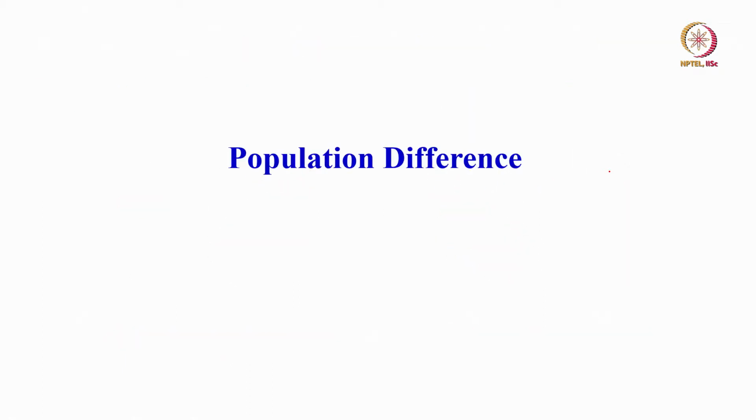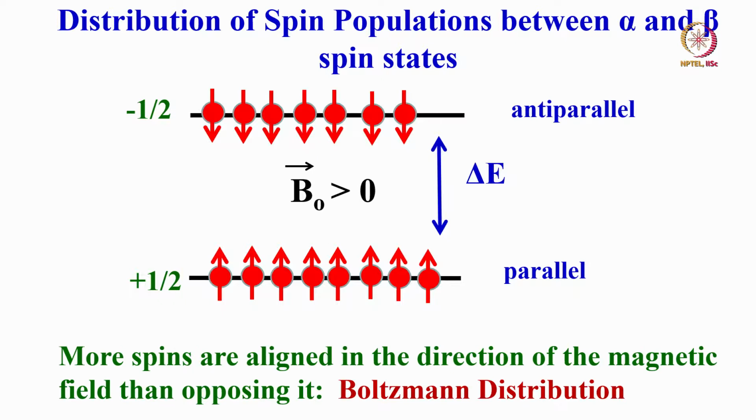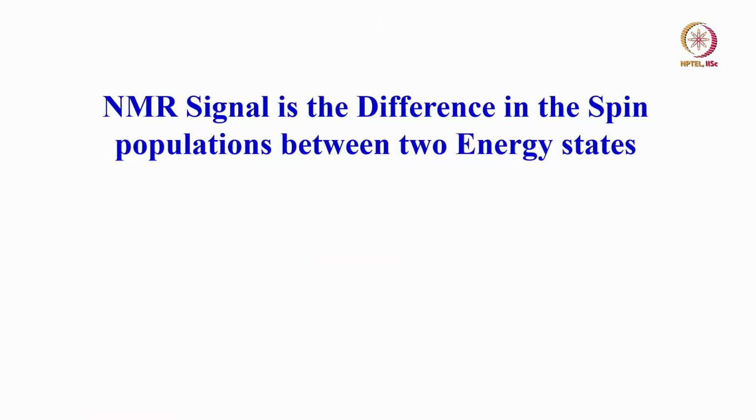Okay. Now I will introduce a term called population difference. What is the population difference? The distribution of spin populations between alpha and beta spin states in NMR is given like this. I told you there is an energy separation in the magnetic field for minus half and plus half spin states, and we also calculate the difference in the energy, delta E. But what happens is there is a distribution law called the Boltzmann distribution law, according to which more spins are aligned in the direction of the magnetic field than opposing it. This is a very important condition called the Boltzmann distribution condition.